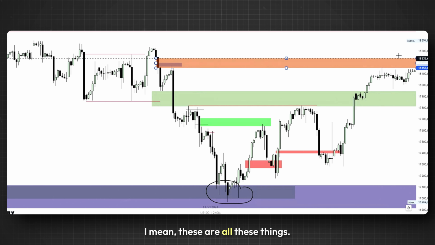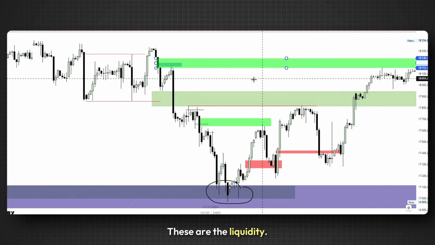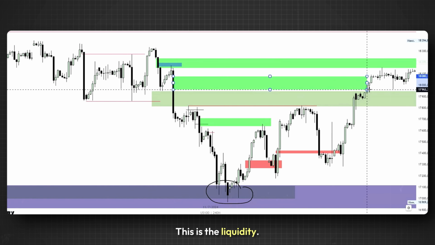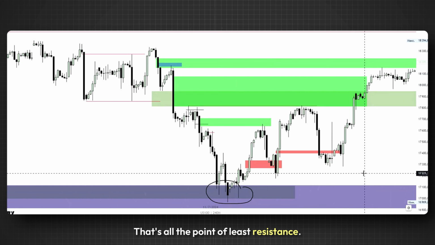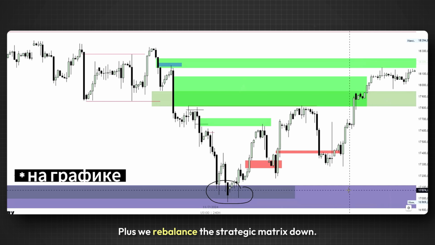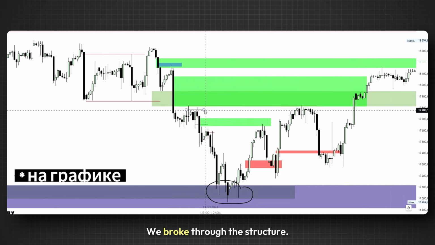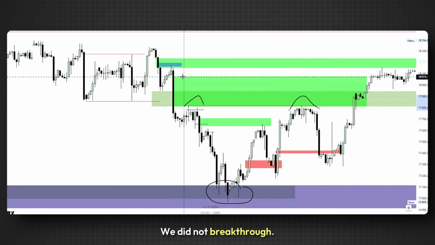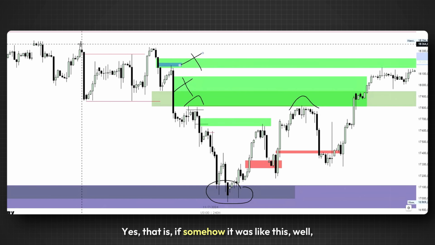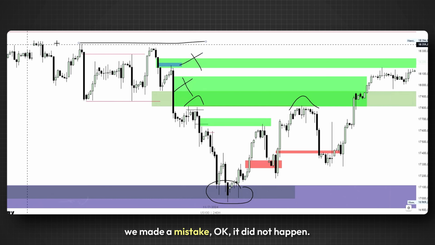I mean, these are all these things. What are the things? These are the liquidity, these are the gaps, this is the liquidity, and then there is the liquidity. That's all the point of least resistance, and then at the bottom is the point of greatest resistance. Why? Well, we have a block order, plus we rebalanced the strategic matrix down, we broke through the structure, we rebalanced again, we did not break through, yes, that is, if somehow it was like this, well, we made a mistake, okay?